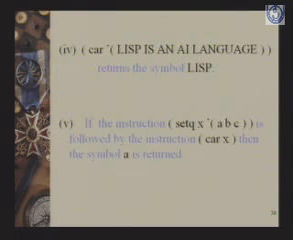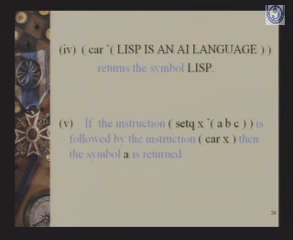Similarly, consider car of a list whose first element is LISP: LISP is an AI language. This list has 5 elements. The first element is LISP, the second is is, the third is an, the fourth is AI, and the fifth is language. The car of this list returns the first element, which is LISP, the word or symbol LISP.